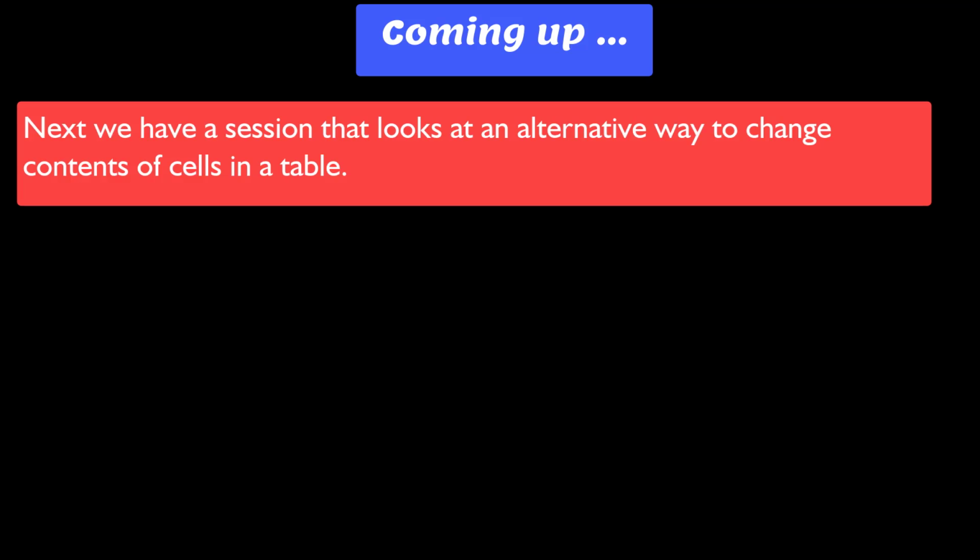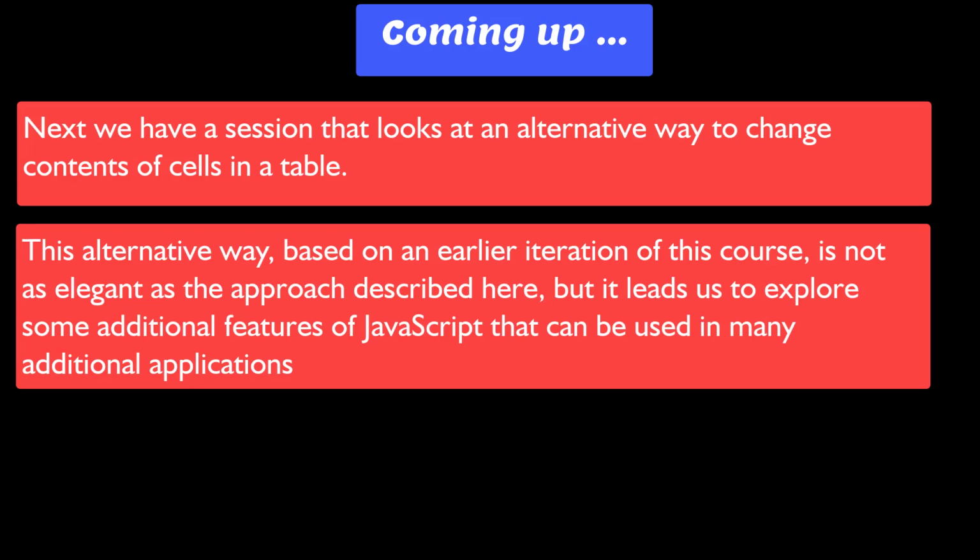Coming up, next we have a session that looks at an alternative way to change contents of cells in a table. This alternative way, based on an earlier iteration of this course, is not as elegant as the approach described here, but it leads us to explore some additional features of JavaScript that can be used in many additional applications.